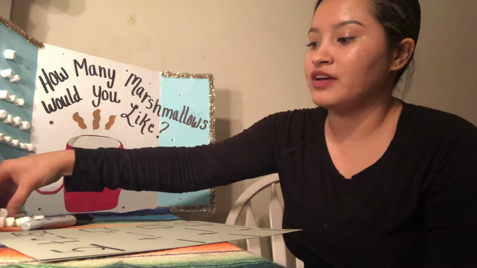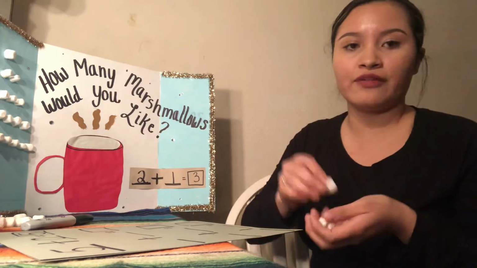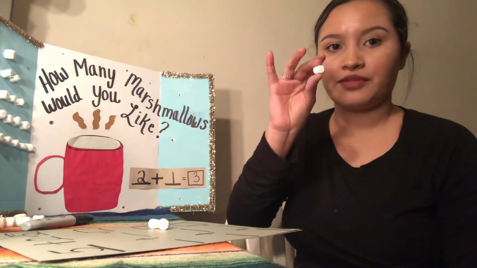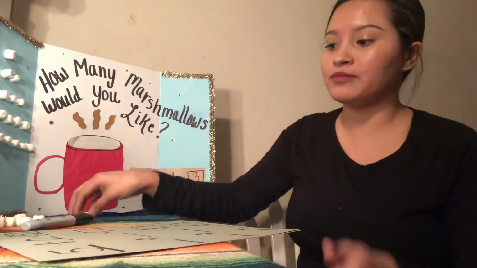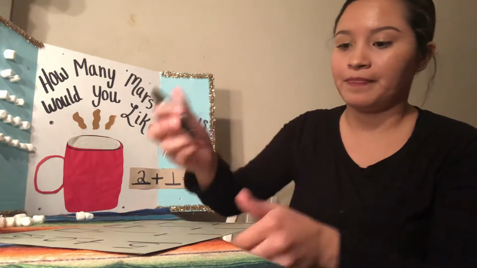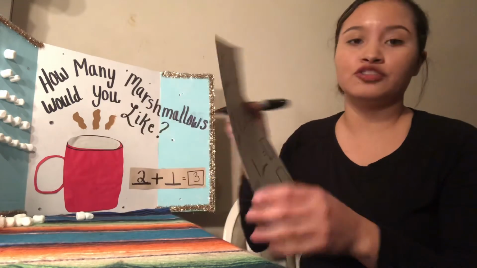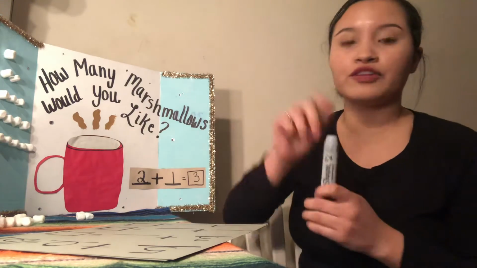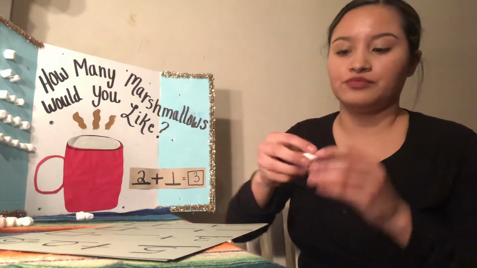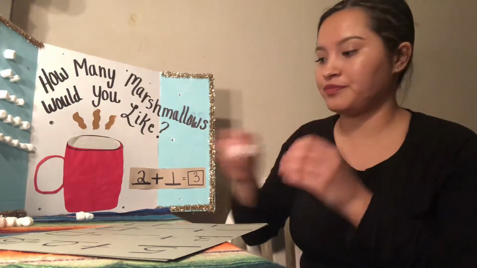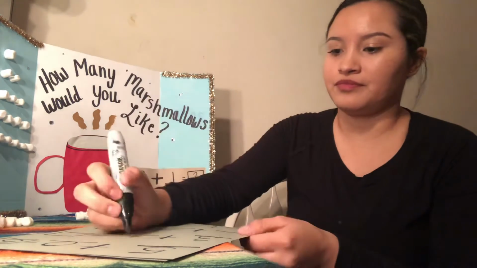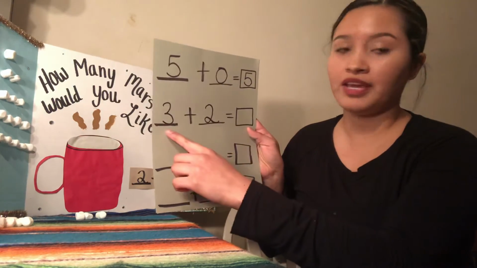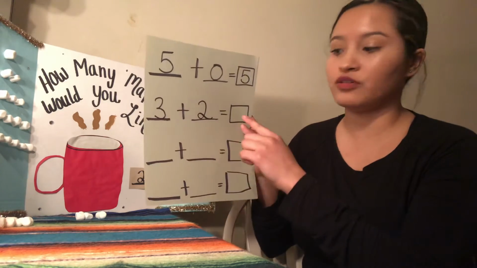So let's say we have 3. Let's count out 3. 1, 2, 3. After you count them, you're going to write it on your piece of paper. So now we have 3 plus, let's see, one of our friends wants to add 2. So we're going to add 1, 2. So now our equation is 3 plus 2 equals how many?